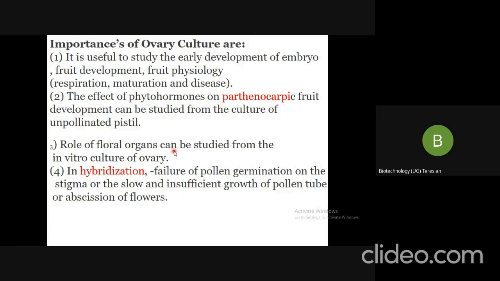So we can develop such types of polyembryos. The formation of more than one embryo from a single fertilized ovum is known as polyembryony. Here the scientists have observed that by using the ovary culture, it is possible to produce polyembryony. And these polyembryos may develop in the culture from various parts of the ovary. These polyembryos give rise to many shoots instead of a single plantlet.